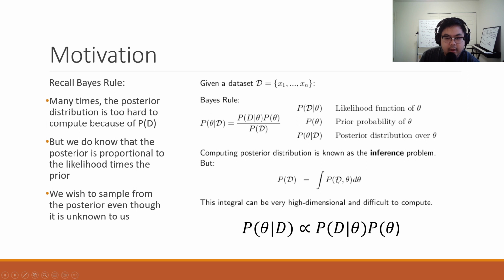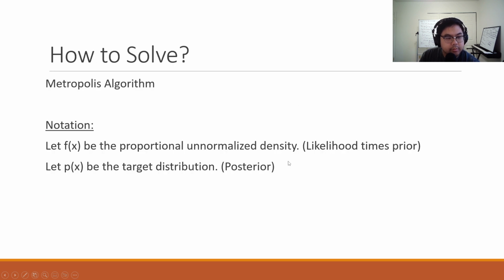So we must work around this by first knowing something that's proportional, because this P of D is just a normalizing constant. So we're trying to find a density from an unnormalized density that's proportional to it. So that's where the Metropolis algorithm comes in.